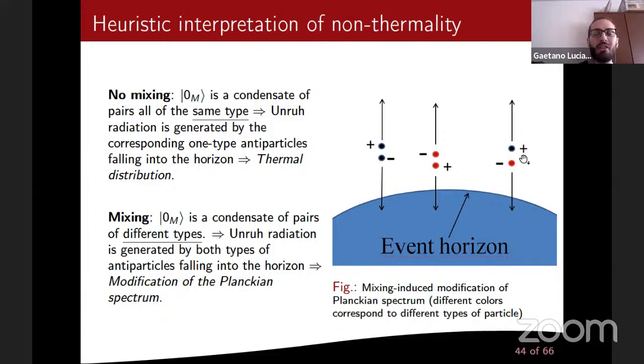But what happens if you also include mixing? In that case, a blue particle may correspond to a blue antiparticle fallen into the horizon, but also to a red antiparticle fallen into the horizon. This corresponds to an increase in the entropy of your system, and so a modification of the Planckian spectrum. So this is a simple, heuristic way to understand why we have a deviation from thermality in the presence of mixing, and also a deformation of the statistics.